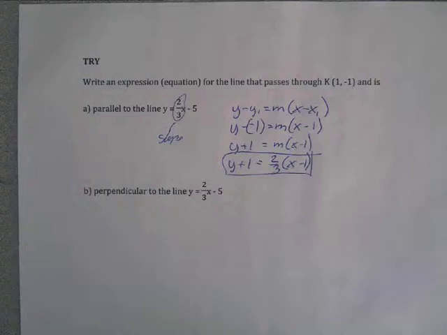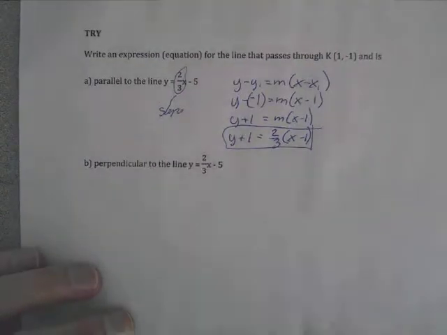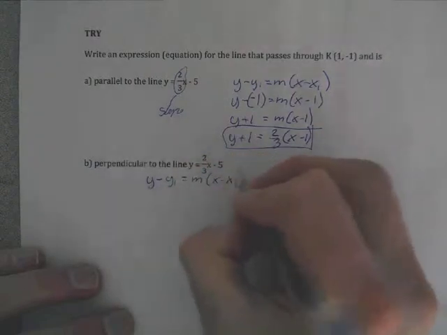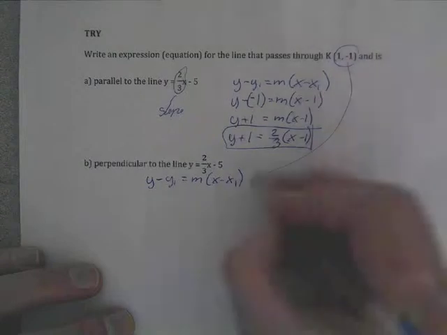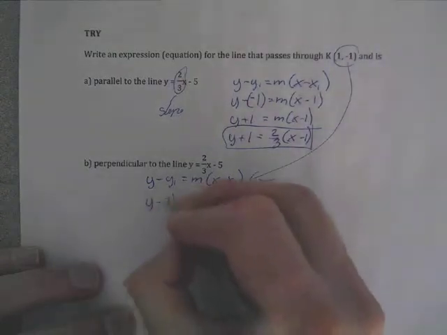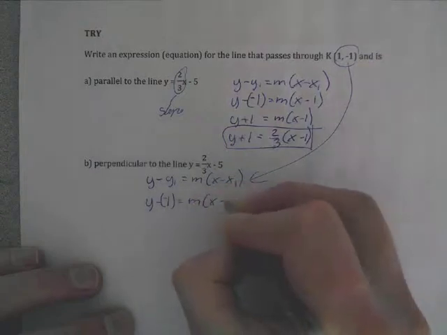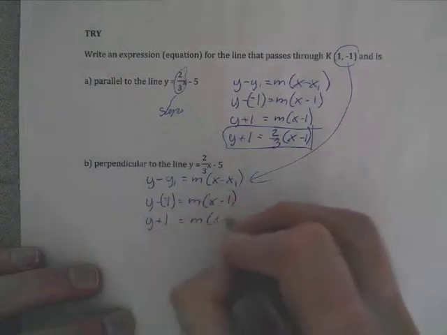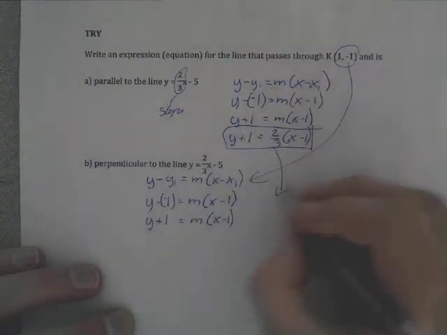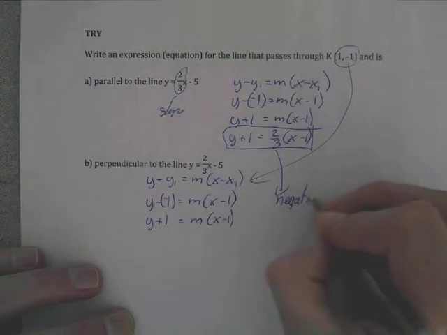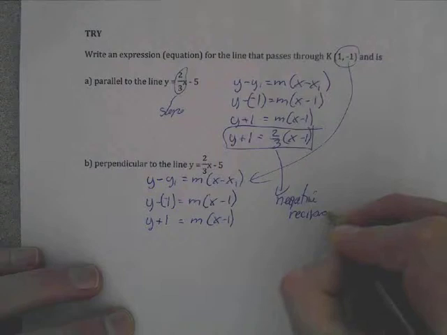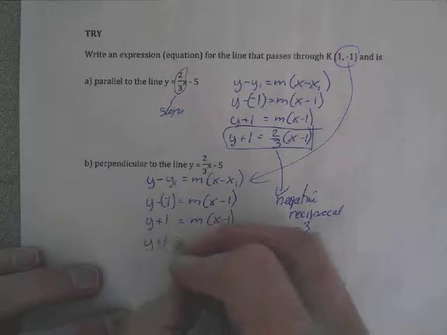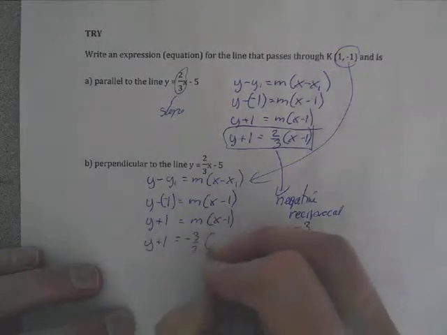Line that's parallel. Perpendicular, same format, except just one little change. Y minus y1 is equal to m times x minus x1. Replace with the point that the line passes through. So y minus negative 1 is equal to m times x minus 1. Y plus 1 is equal to m times x minus 1. I need the slope. Slope's got to be the negative reciprocal, which is going to be negative 3 over 2. Plug it in. Y plus 1 is equal to negative 3 over 2 times x minus 1.